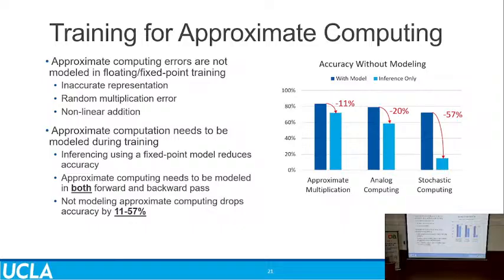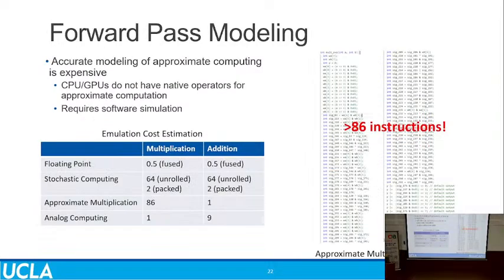So we have to address this, right? We can't take a pre-trained model and run inference directly on it. You have to train, or at least do some form of fine-tuning, before you can run it. Now, what's so challenging in doing the training or fine-tuning? The challenge is that modeling the approximation is very computationally intensive. CPUs or GPUs don't have native operators for approximate arithmetic, right? So you're basically emulating them every single time.